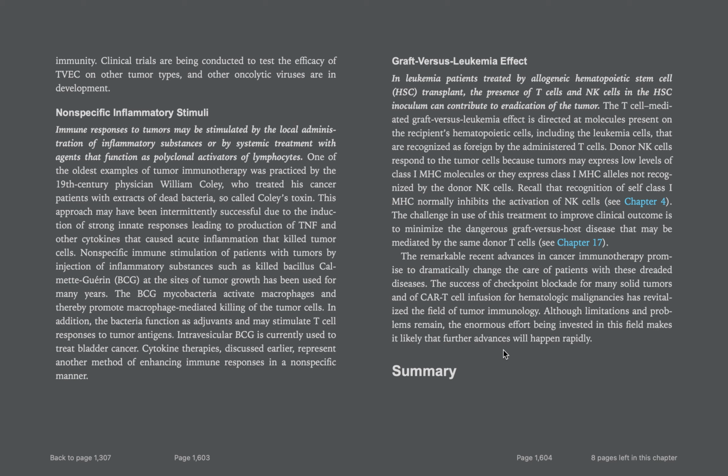The remarkable recent advances in cancer immunotherapy promise to dramatically change the care of the patient with these dreaded diseases. The success of checkpoint blockade for many solid tumors and of CAR T cell infusion for hematological malignancies has revitalized the field of tumor immunology. Although limitation problems remain, the enormous effort being invested in this field makes it likely that further advances will happen rapidly. Summary.